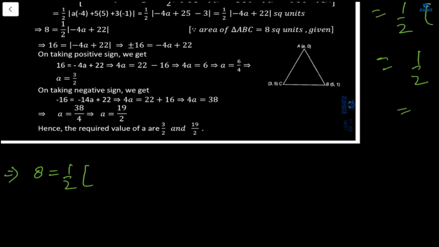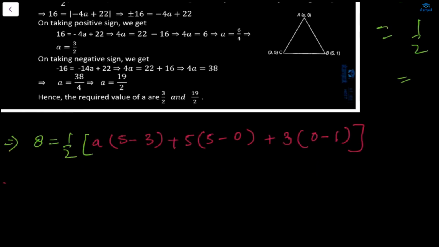Okay, so let me choose. So x1, a, and then y2 minus y1. So 5 minus 3, okay. Then it will be plus 5, and then it will be 5 minus 0 plus 3, and it will be 0 minus 1, which implies that 8 is equal to half. You can bring this to this side in the starting only, and then it will be multiplied. So it will be half multiplied by, you can write directly here, 2a plus 25.